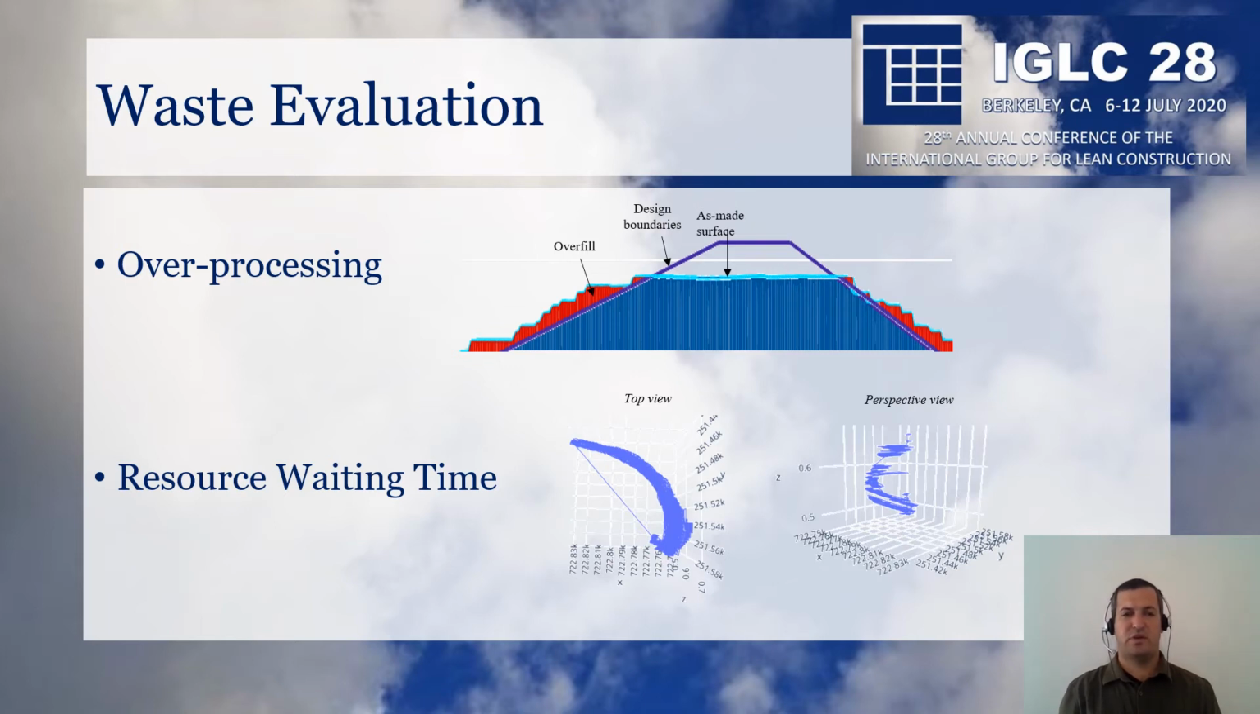For the resource waiting time, we focused on the spread operation as it was the bottleneck. The top view and the perspective view that we can see here show the track of a dozer performing a spread operation. In the perspective view, the horizontal axis represents time, and we can see these gaps. The gaps represent waiting time where the operation is not working. These waiting times were evaluated, and of course longer waiting times influence the production more significantly than short waiting times, and accordingly we designed a procedure to evaluate the resource waiting time.